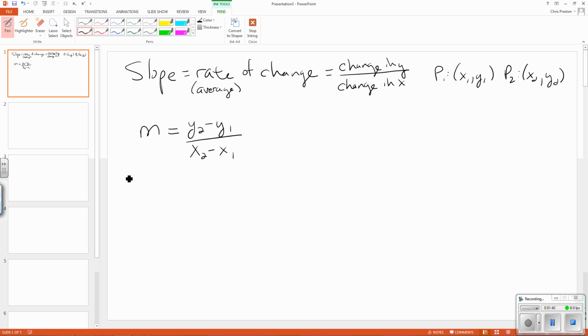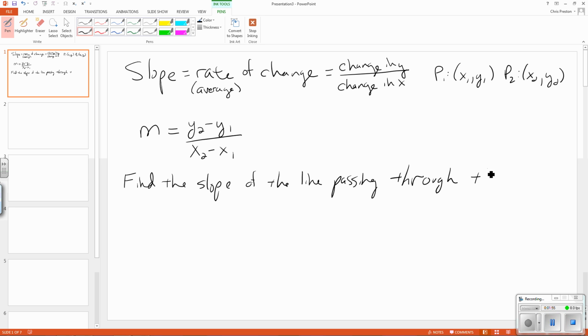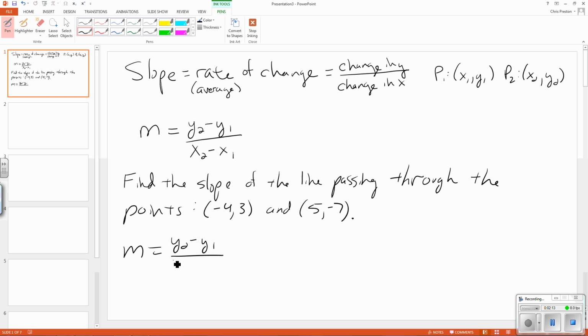So let's say you're asked to find the slope of the line passing through the points -4, 3, and 5, -7. Okay. So again, anytime you run into a formula, you probably want to start off by just writing out the formula. Then take a step and start filling in the numbers.